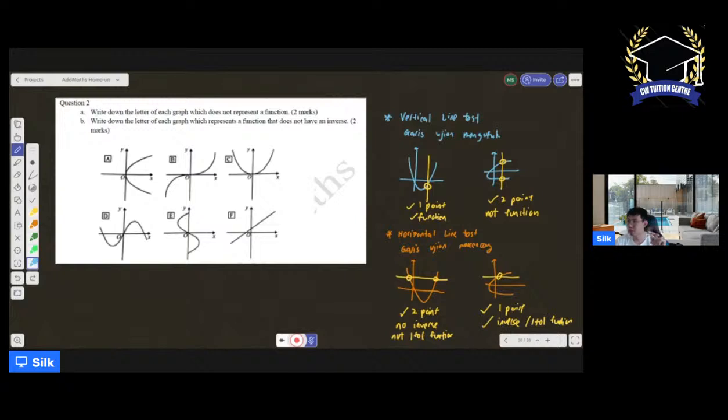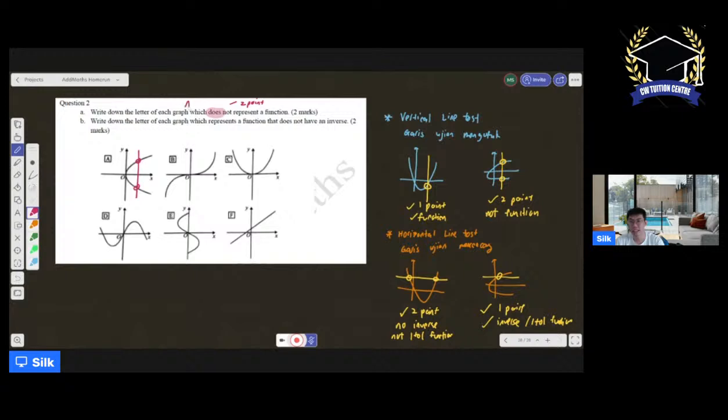Okay, this is very important, you know, because if you do not understand this kind of thing, it's a little bit hard for you to understand what I am going to do here. So A and B here, let's say, write down the letter of each graph which does not represent a function. Does not means I need to touch 2 point. Okay, but I need to use vertical line test. So I touch 2 point.